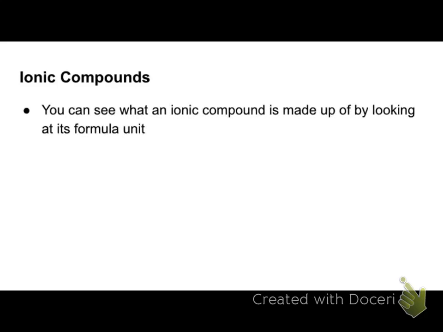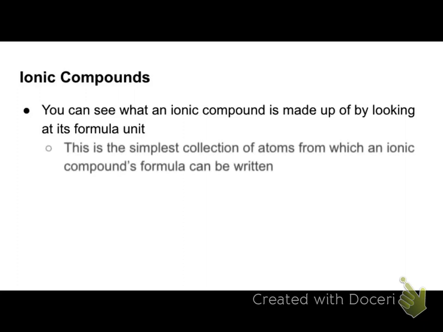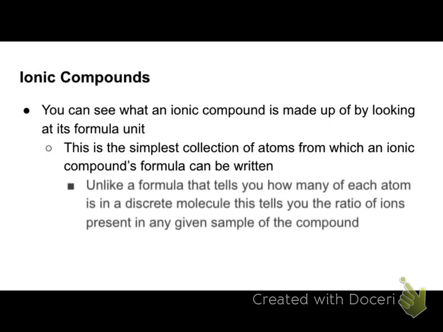You can see what an ionic compound is made of by looking at its formula unit. This is the simplest collection of atoms from which an ionic compound's formula can be written. So remember how with molecular compounds we had a molecular formula, like H2O, that shows you what was in it? A formula unit is similar, except that because they don't form discrete units by themselves, it's showing you basically the proportion of ions present in a given sample of a compound.